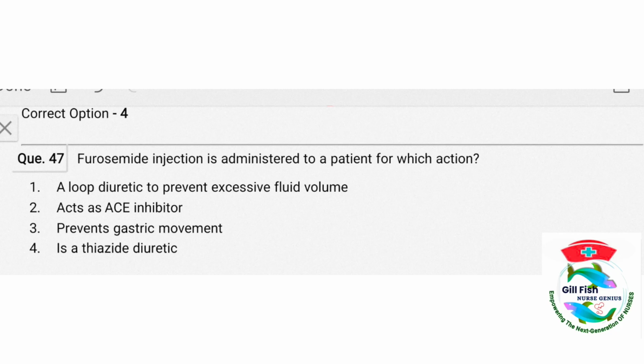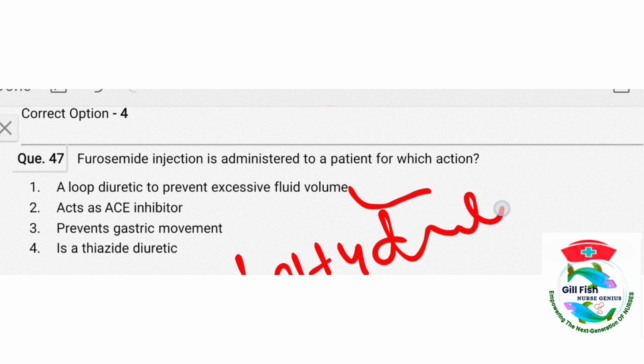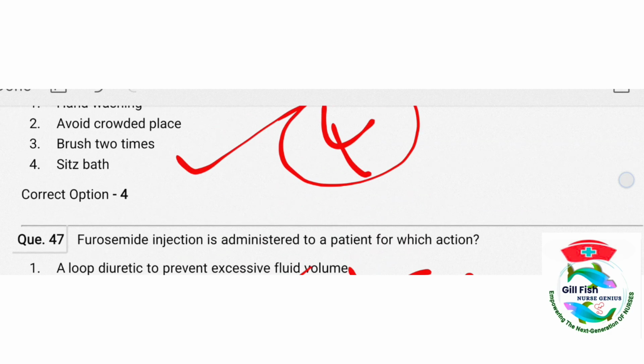Okay, whenever you are giving furosemide injection, what do you have to do? You have to give extra fluid because the person will go into dehydration. So we have to administer excessive fluid volume. So that will be the correct answer. Next question.